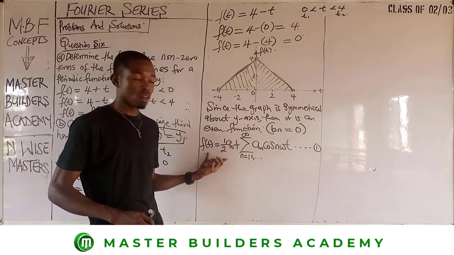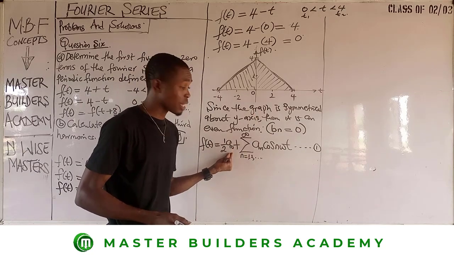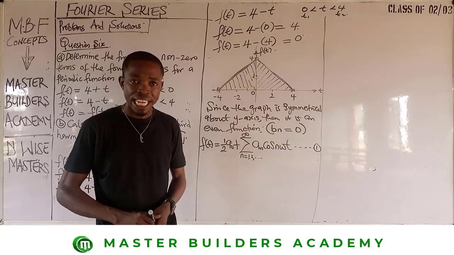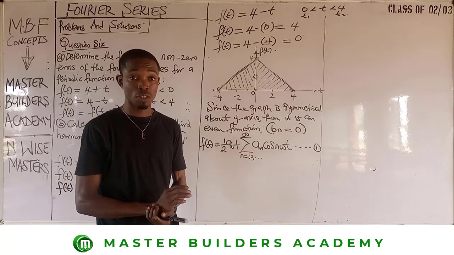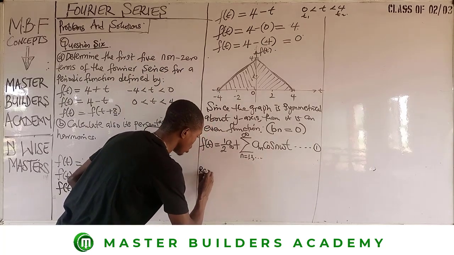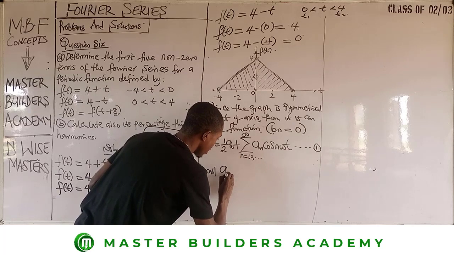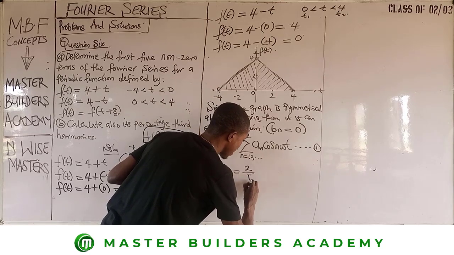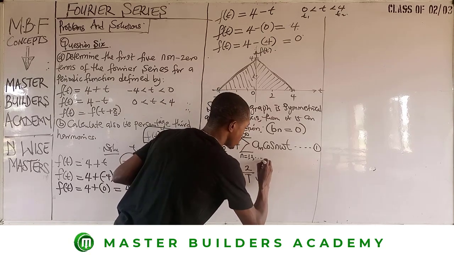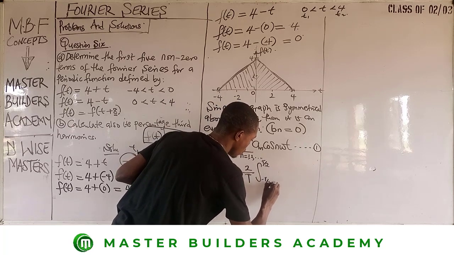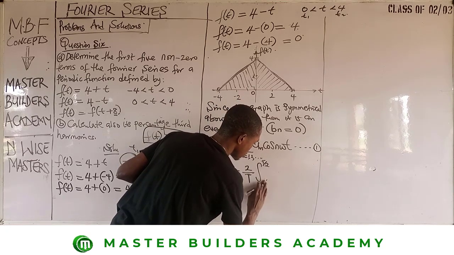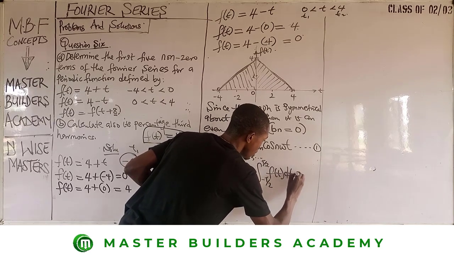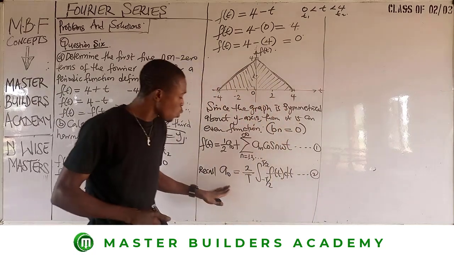Okay, so this is the equation. All I need to do now is to find a naught and a n. So quickly, let's obtain a naught first. Recall that a naught is equal to 2 over T integral from minus T over 2 to T over 2 of f of t dt. This is equation 2, and this is what we use to find a naught.